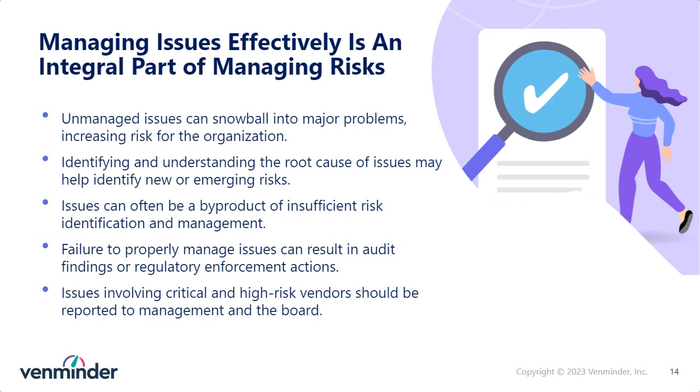We also need to keep in mind that issues are often a byproduct of insufficient risk identification and management. So the reason we're having a problem is because we didn't spot a certain risk or appropriately manage a risk prior to the issue being discovered. When we don't properly manage issues, we can have all kinds of negative impacts like audit findings, regulatory enforcement actions, litigation, etc. And anytime we have an issue involving a critical or high-risk vendor, they really should be reported to management and the board.